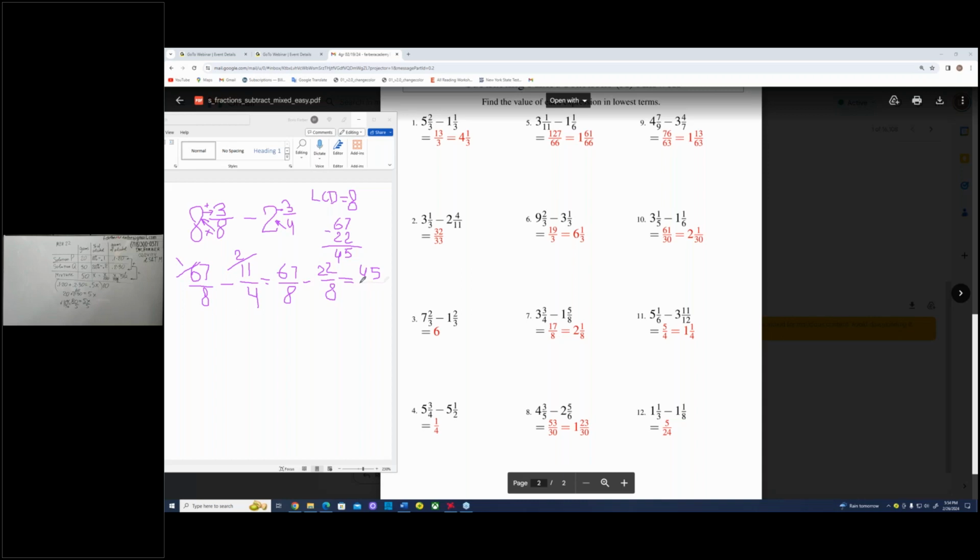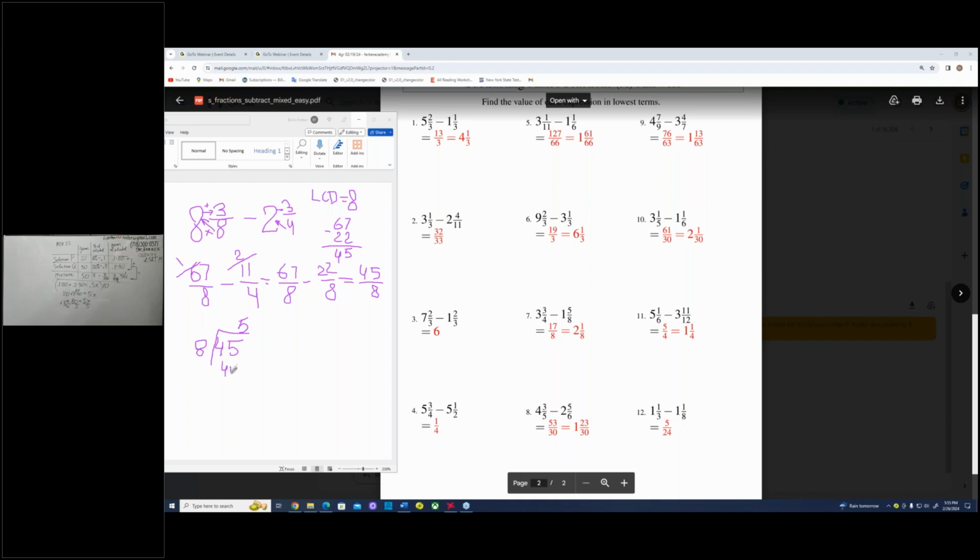Easy without borrowing, but this is not the answer. This is an improper fraction, and I want a mixed number. That's why we do this, it's the same as division, right? You divide 45 by 8. How many times does 8 go into 45? 5, excellent. 5 times 8? 40.